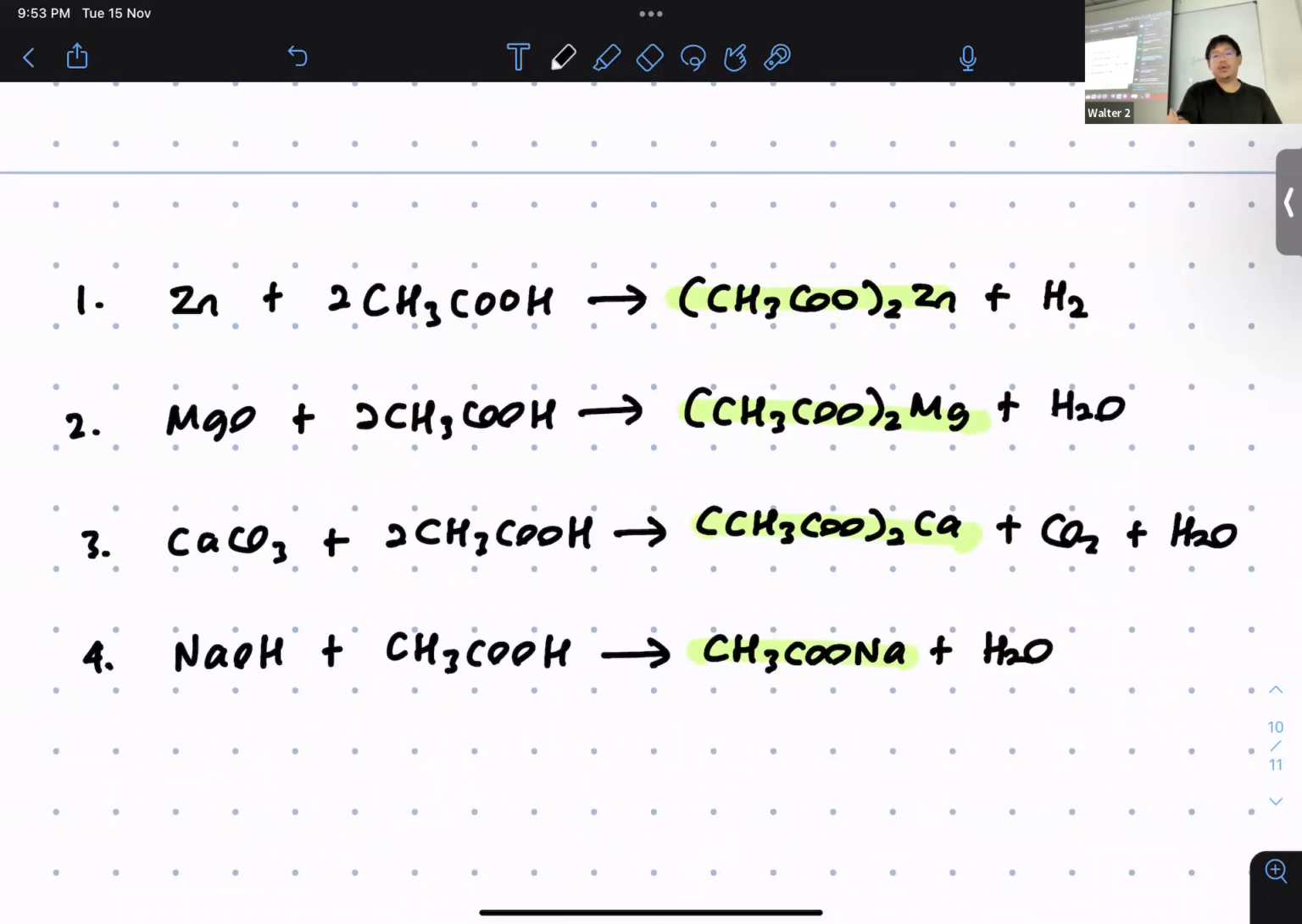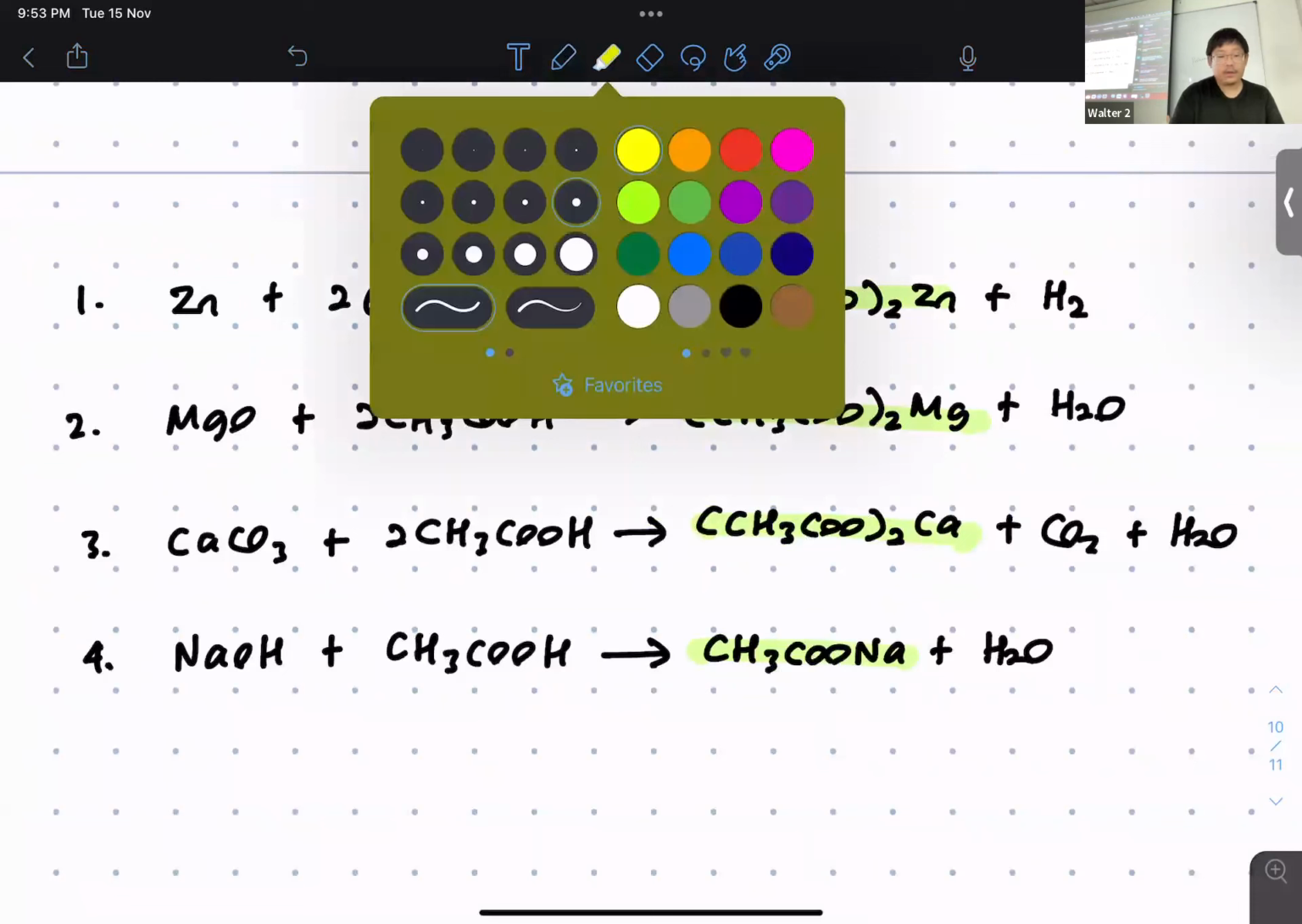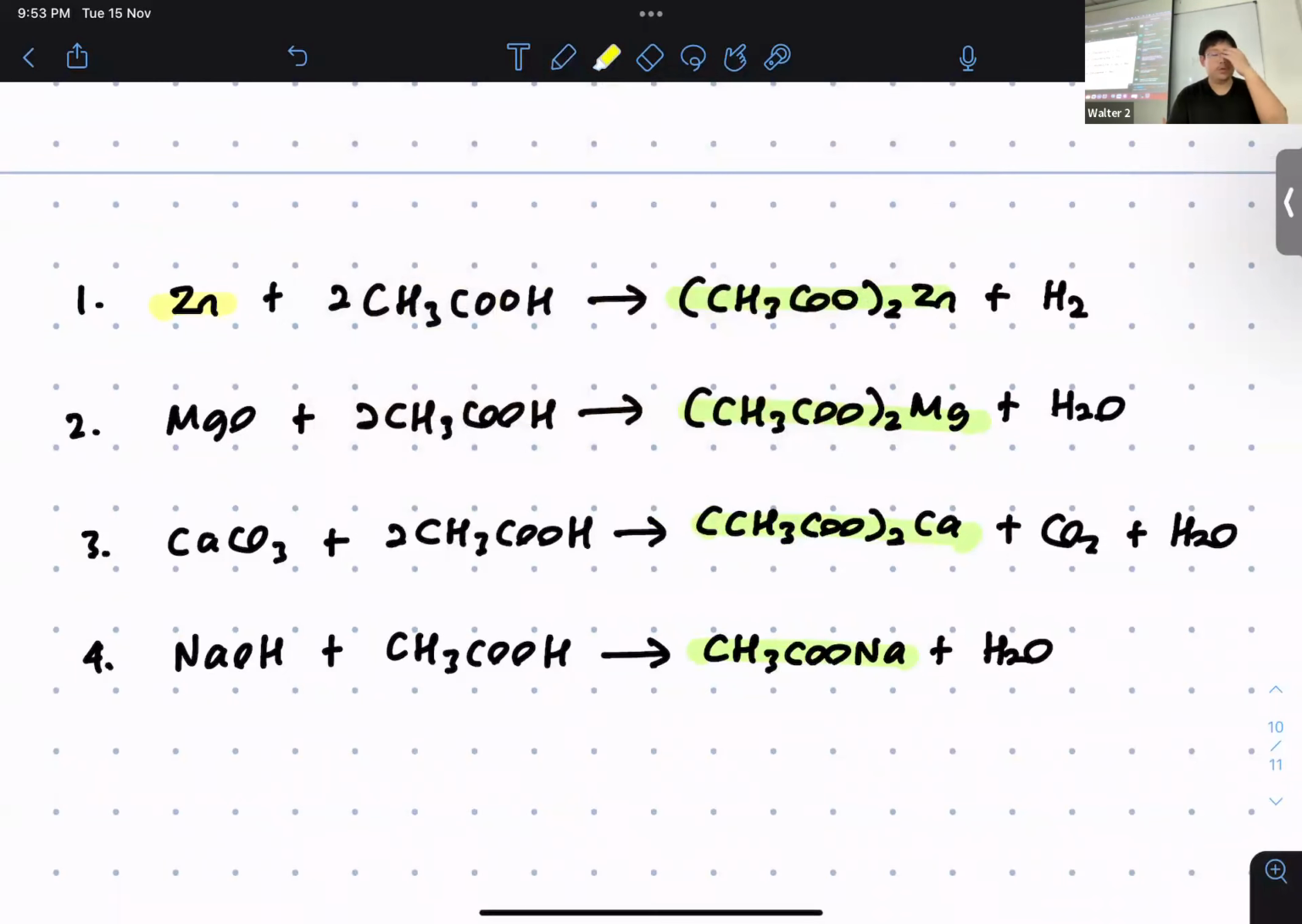All right, do take note that you can swap out any of the components here. You can actually swap the metal out. You can change it to magnesium, iron, lead, anything that can react with the acid. You can swap out magnesium oxide with any other oxide as well, any metal carbonate, and also any other bases, any alkaline solution. They all work the same way. It's just that I give you some common examples so you can remember all of this.